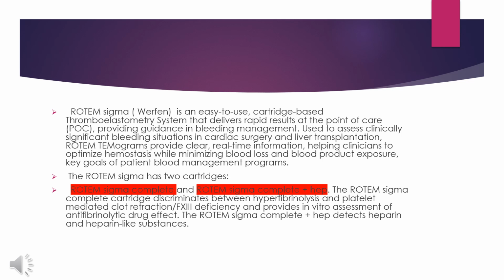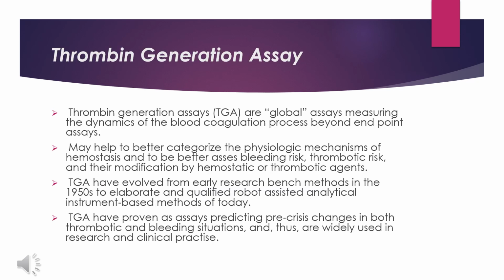So the ROTEM Sigma has two cartridges. First is the ROTEM Sigma Complete. This is the cartridge that discriminates between hyperfibrinolysis and platelet-mediated clot retraction, or factor 13 deficiency, and provides in vitro assessment of antifibrinolytic drug effect. And the second one is the ROTEM Sigma Complete plus heparin, so this detects heparin and heparin-like substances.